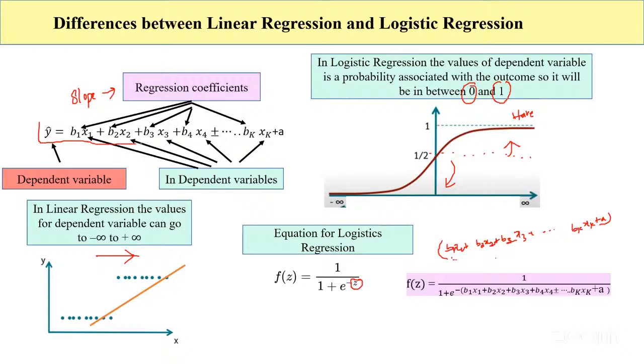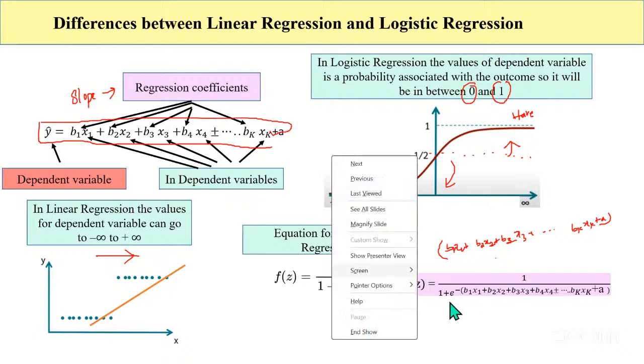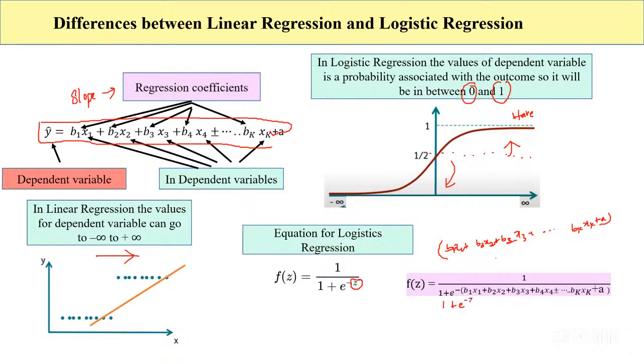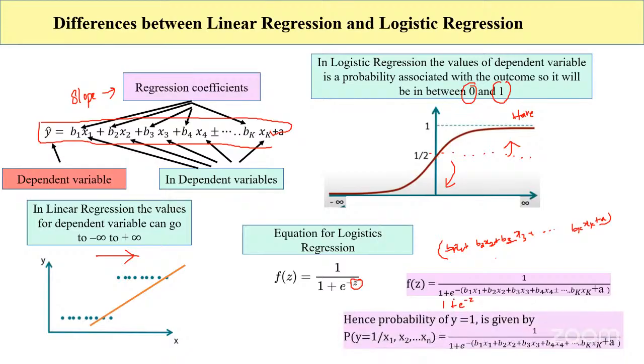So y cap, or y predicted, is equal to the sum of the observations multiplied by their slopes, and this total goes into 1 plus e power minus z. This z is completely the y cap prediction. Hence the probability of y equal to 1, given x1, x2 and so on, is 1 divided by 1 plus e power minus (b1x1 plus b2x2 plus b3x3), so this total content sits in the minus term. That is the only difference you are going to see between linear regression and logistic regression.